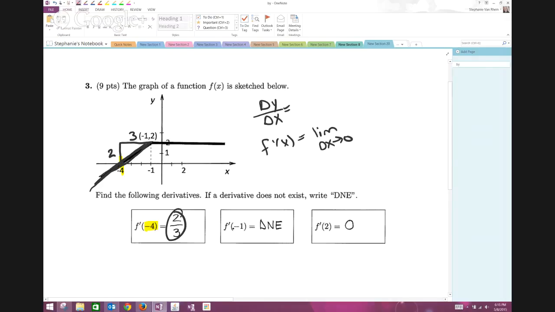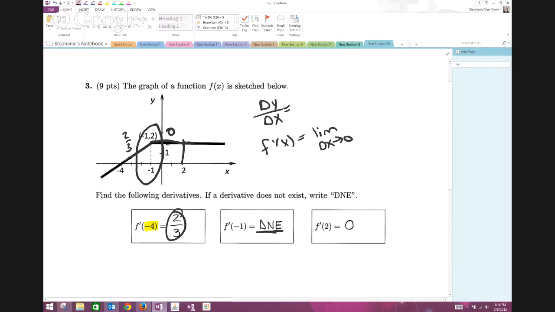The slope at -1 would not exist because if you recall, the limit on the right has to equal the limit on the left. If we look at the -1 point, the slope on the left is going to be 2/3, but the slope on the right is going to be 0. So that's why the slope doesn't exist there.